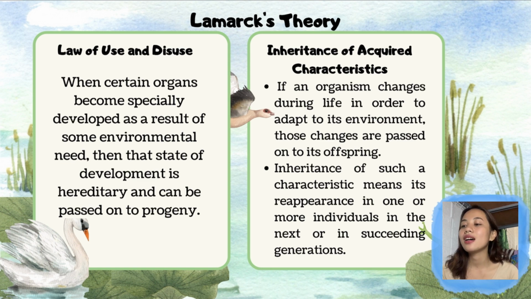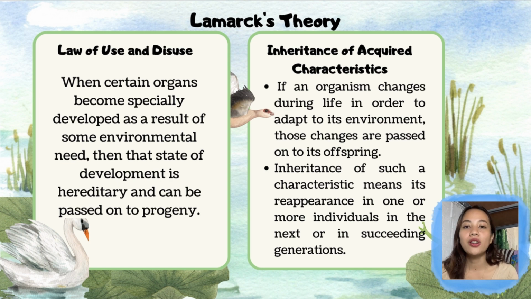Next is the inheritance of acquired characteristics. It states that if an organism changes during life in order to adapt to its environment, those changes are passed on to its offspring. Inheritance of such a characteristic means its reappearance in one or more individuals in the next or in succeeding generations. So in this theory, if one adapts to its environment, those changes can be passed on to its offspring.